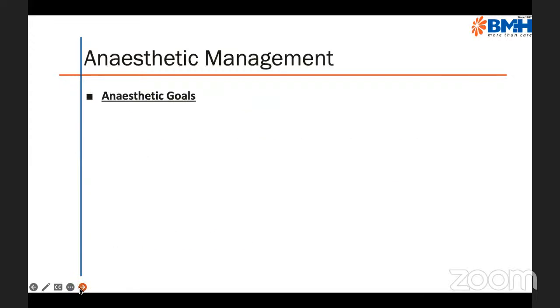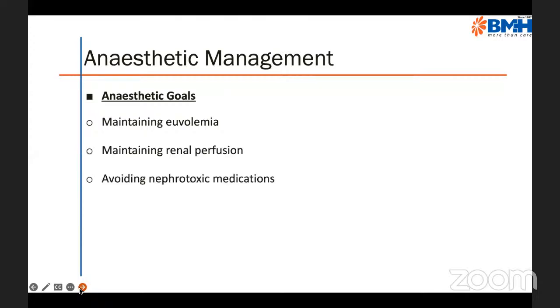So coming to anesthetic management, what are the anesthetic goals? As I said in the opening remark, we don't want further deterioration of renal function. Our goal is to maintain euvolemia, maintain the renal perfusion, and avoid nephrotoxic medications. Postgraduates should be able to highlight all these points in the answer sheet.